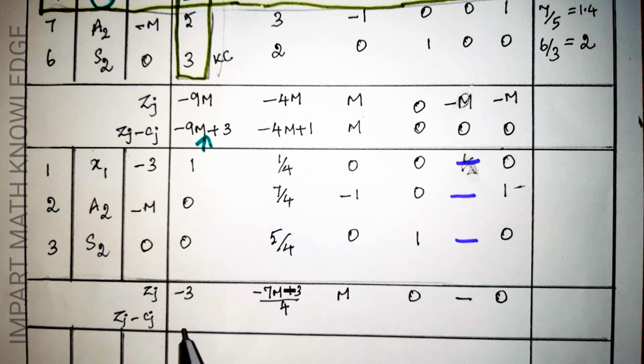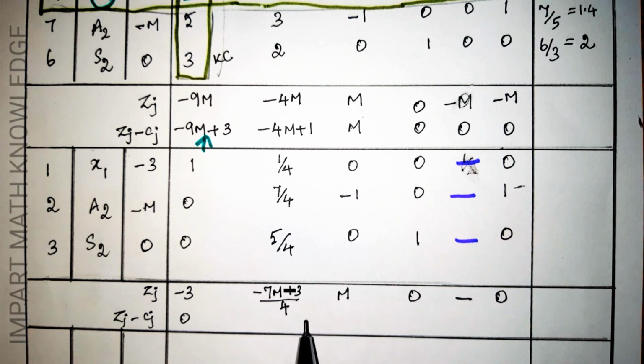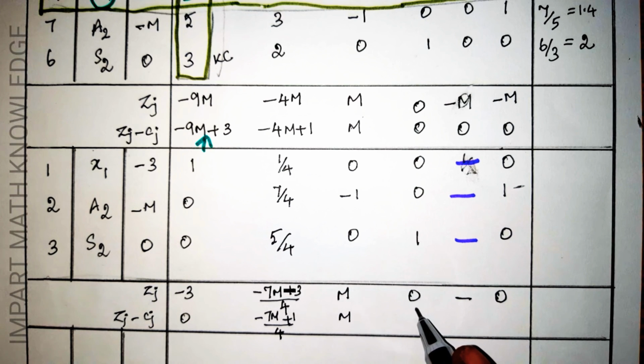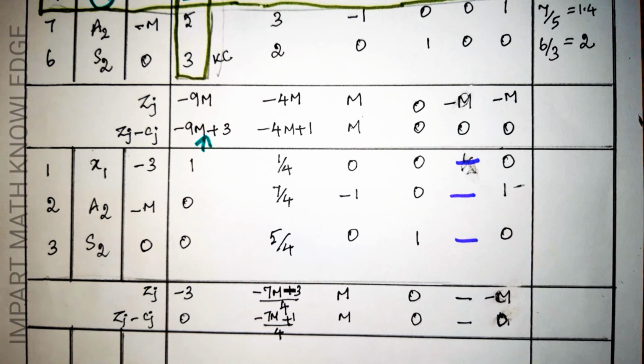That is, minus 3 minus of minus 3 is 0. Minus 7M plus 3 divided by 4 minus of minus 1. So you will get minus 7M plus 1 divided by 4. The next one, M minus 0, that is M. The next one, 0 minus 0, that is 0. The next one, you subtract this, you will get 0. Now we have to check Zj minus Cj values are positive or not.